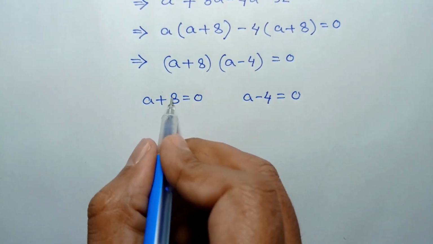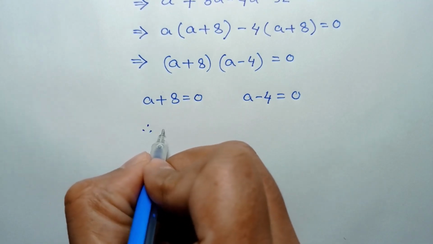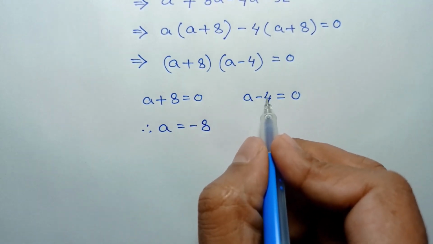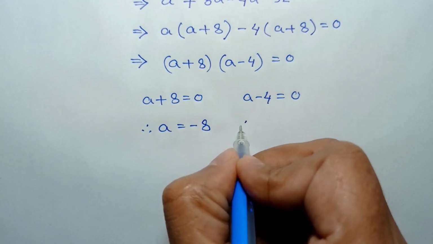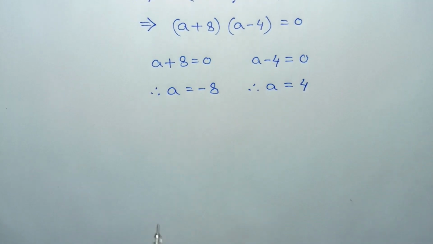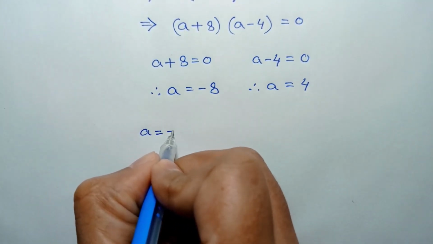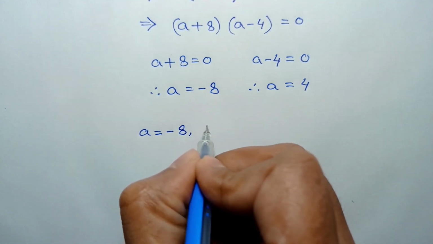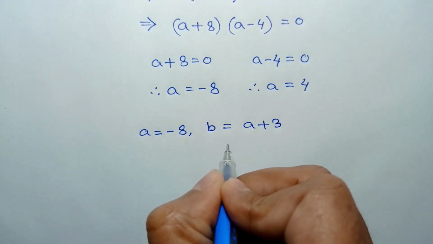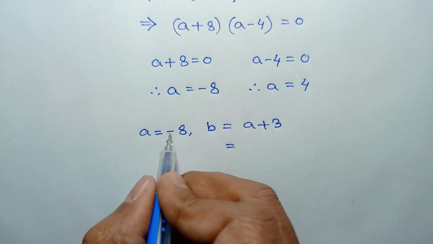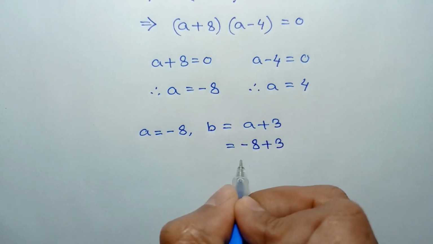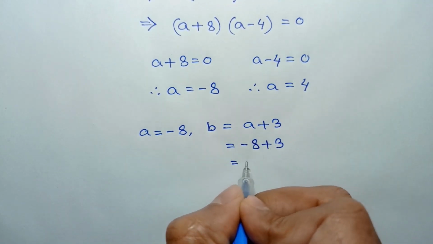From here, taking this 8 to the right side, we will have the value of A is equal to negative 8, and from here, taking this negative 4 to the right side, we will have the value of A is equal to 4. Now when A is equal to negative 8, then from equation 3, B is equal to A plus 3, substituting the value of A is equal to negative 8 here, we can write negative 8 plus 3, which is negative 5.